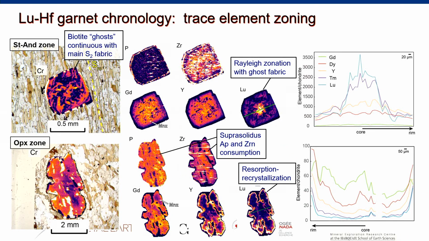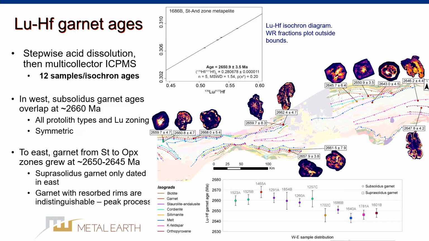Once you get to the OPX zones, it looks a lot different. Everything is homogenized, and you get this recrystallization rim at the edge of this very unhappy garnet. So this is the compilation of the ages. We got 12 samples and 12 isochron ages from this. In the West, our subsolidus garnet ages all seem to overlap at around 2660. This diagram shows that from the garnet to the cordierite-sillimanite zone, all those rocks have similar garnet ages and similar garnet zonation.